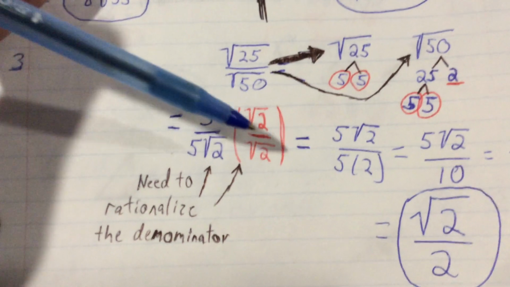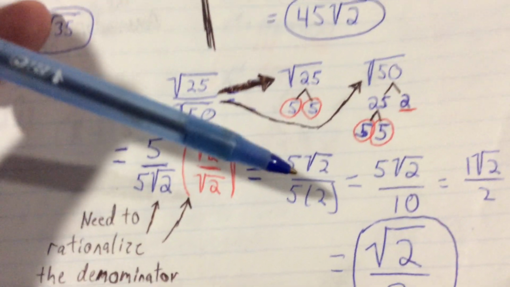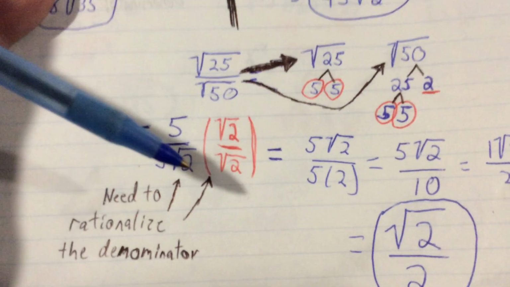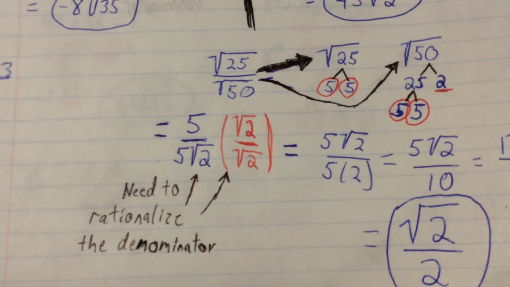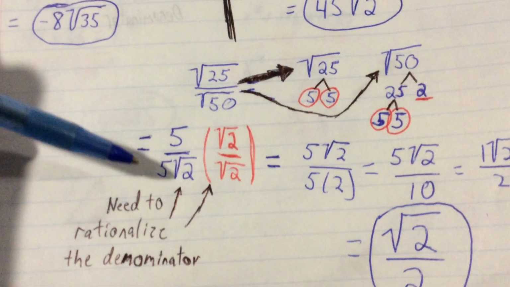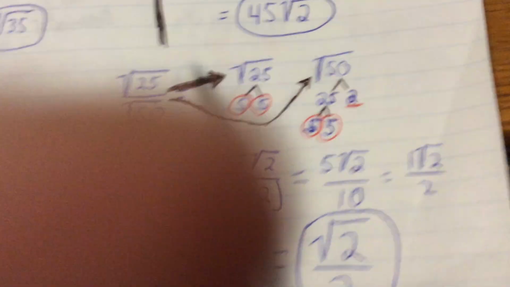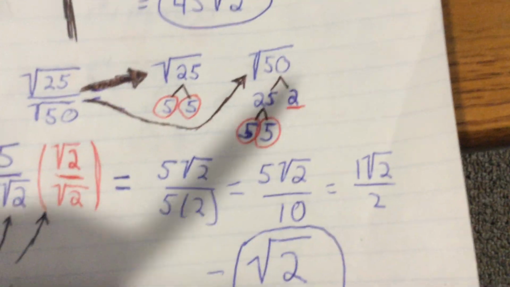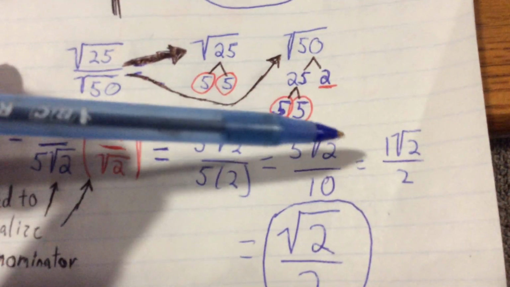All right, so 5 times root 2 up top for the numerator, just 5 root 2, glued together by multiplication. 5 root 2 times root 2 on the bottom. Remember, the square root of anything times itself, that number is going to come out of the square root. So we end up with 5 times 2 on the bottom now. So 5 times 2 gives us 10. Now we're very close to being done, but remember, we got 5 root 2 over 10. We got to simplify the fraction if possible.